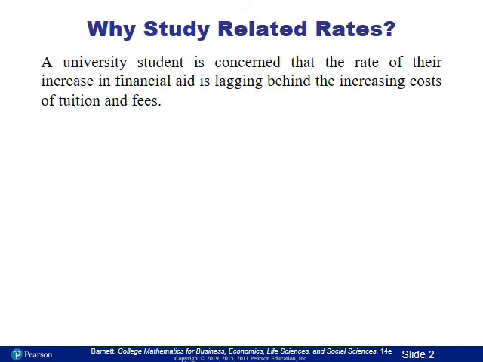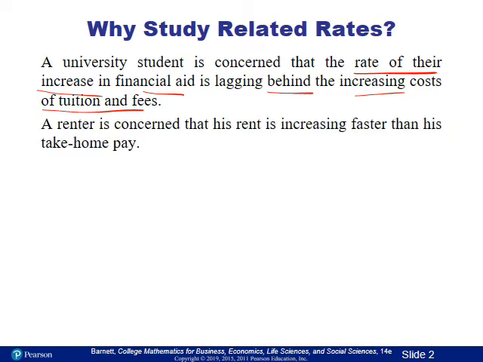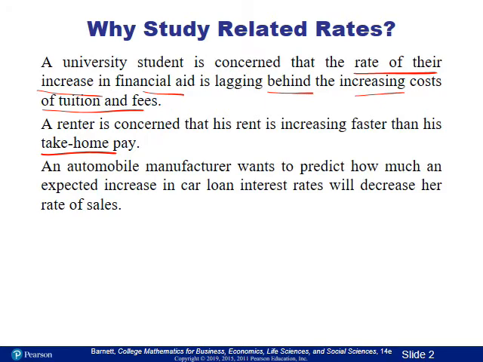Now, why do we need to study related rates? For example, a university student is concerned that the rate of their increase in financial aid is lagging behind the increasing cost of tuition and fees. A renter is concerned that his rent is increasing faster than his take home pay. So when we compare the rate of increase of two different things, normally we use related rates.